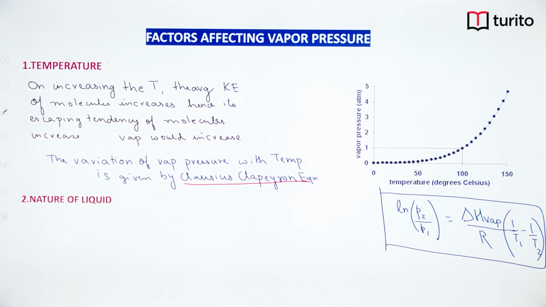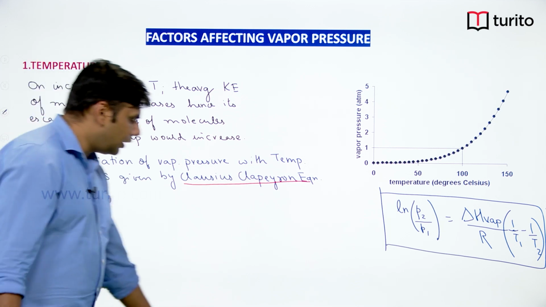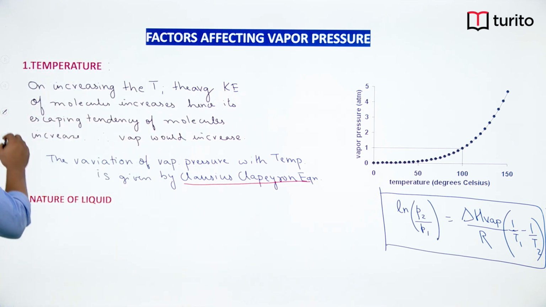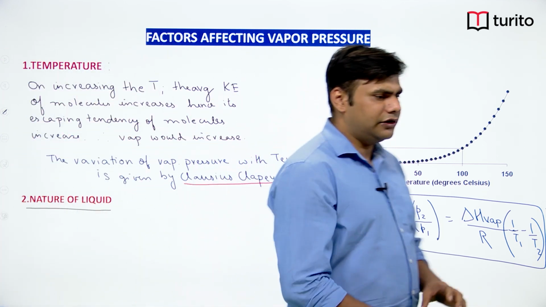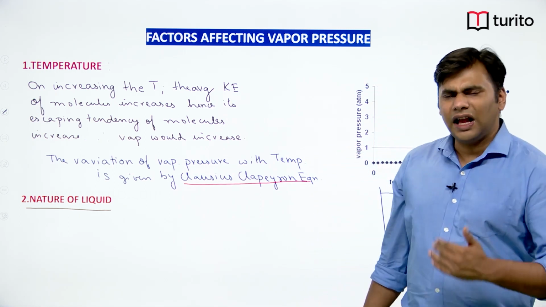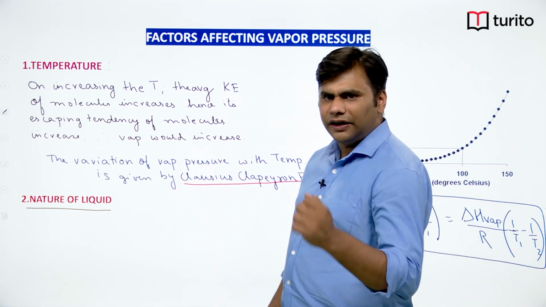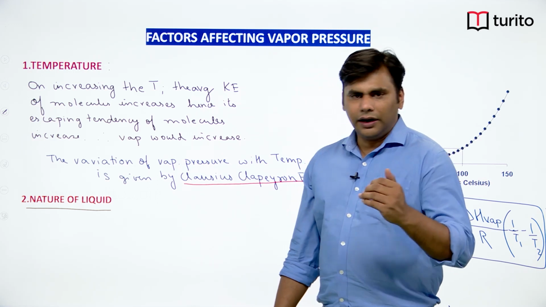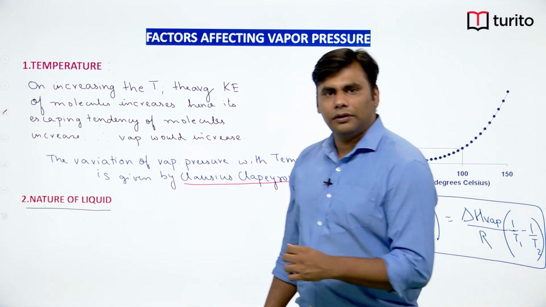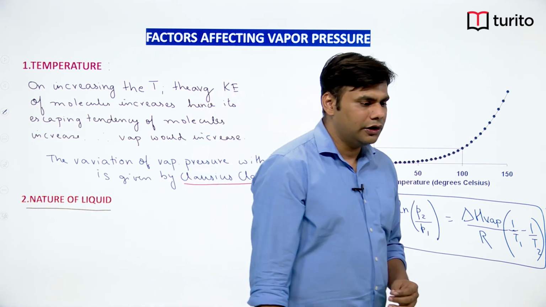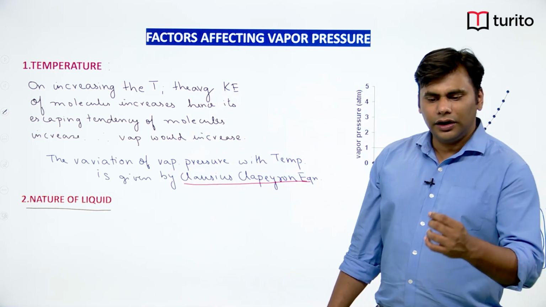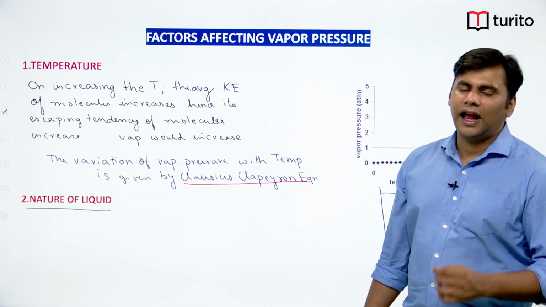The second very important factor on which vapor pressure would depend is the nature of the liquid. This is obviously a very apparent result. Let us take an example of ethanol. Since you are doing a lot of sanitization at home, you know that one of the most important constituents of a sanitizer is alcohol.